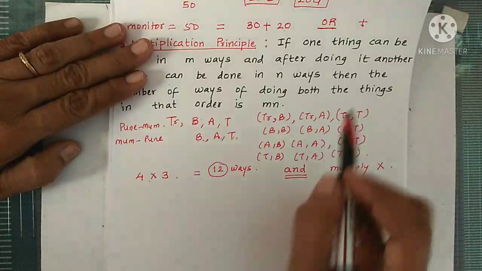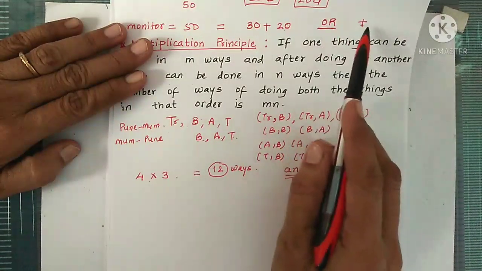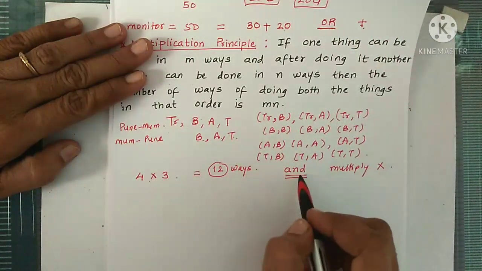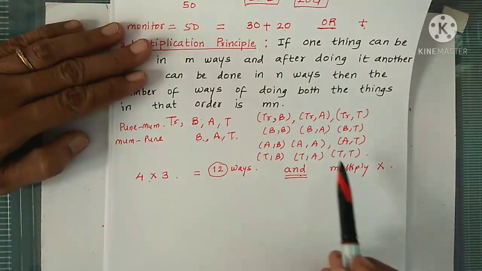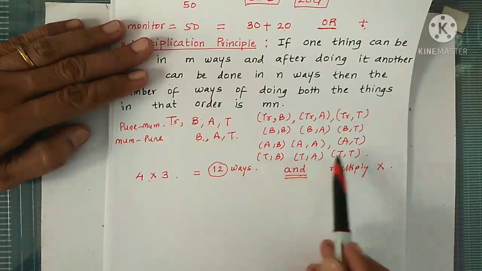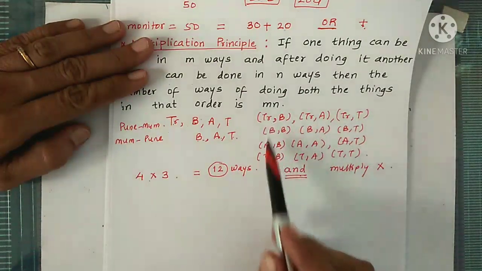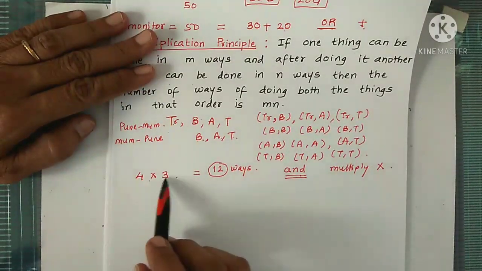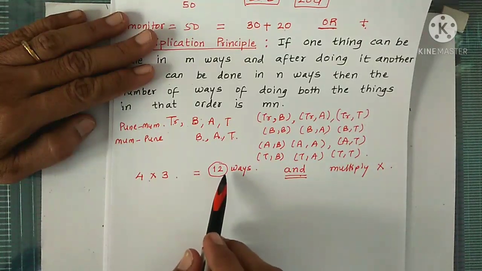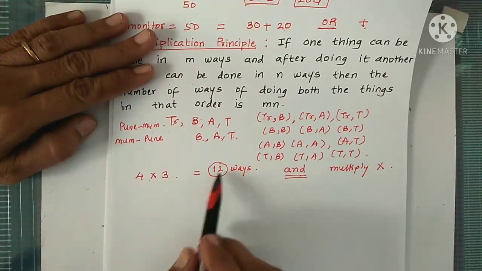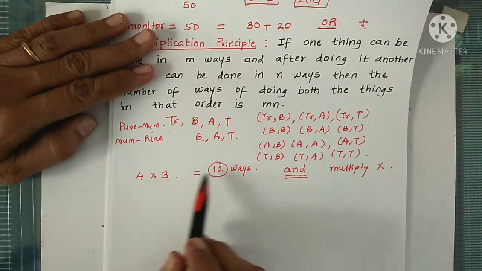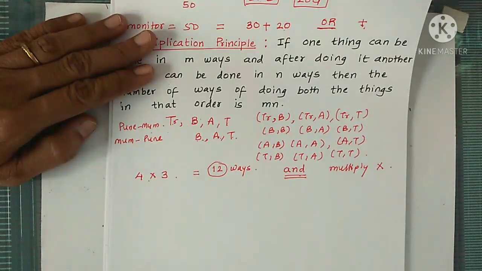Whenever it is or, then we have to add it. And whenever it is and, we have to multiply. Because every time we cannot write all the possibilities like this. So we are interested only in the number of ways, that is the counting. So if we want to do both the things in that order, then we have to multiply those two numbers. So that is the fundamental principle of counting, the multiplication principle.